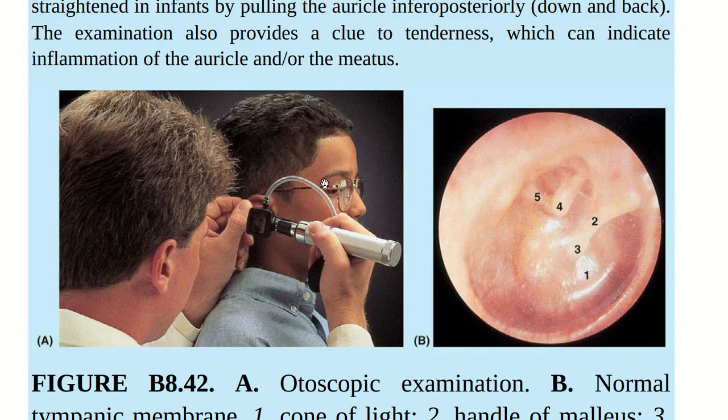So the first one is otoscopy, which we already explained: if you want to see the tympanic membrane in adults, you put the auricle backward and superiorly, and in young children, you put it backward and inferiorly. So that's how you can actually see, right? So here, this number one is called the cone of light. That's where most of your light during otoscopy is reflected. So it's called the cone of light, which is actually very important.